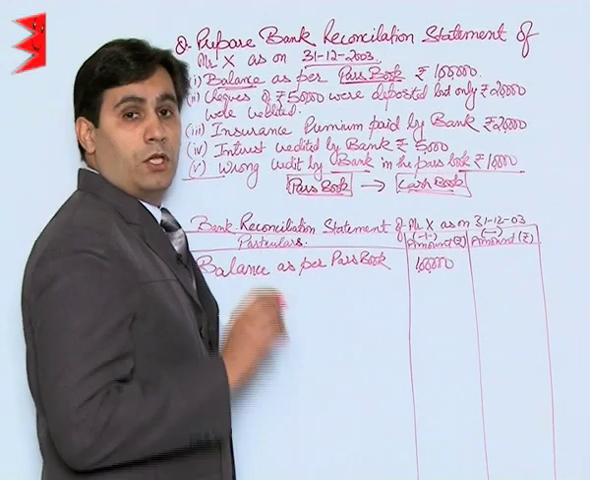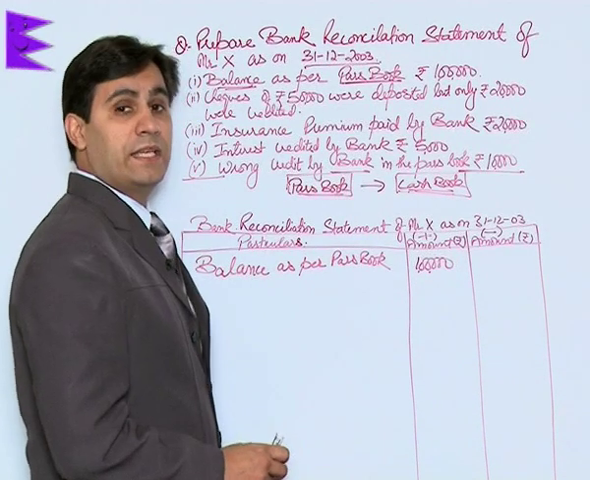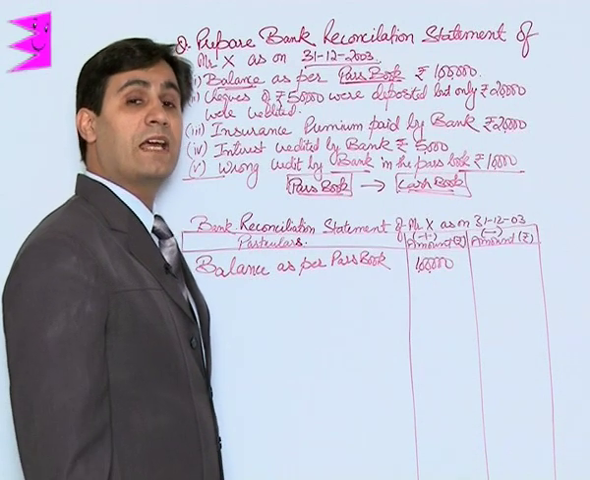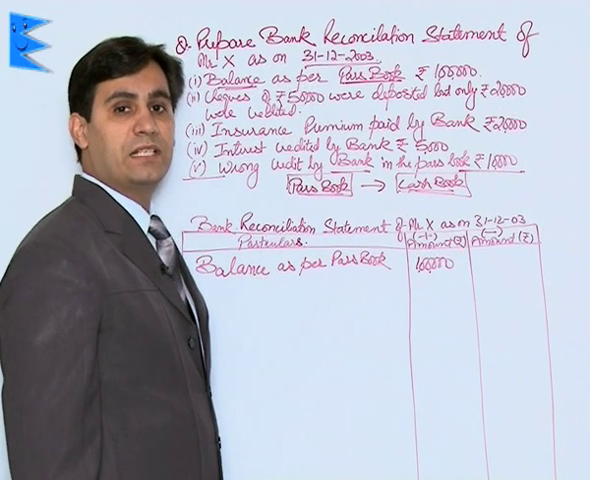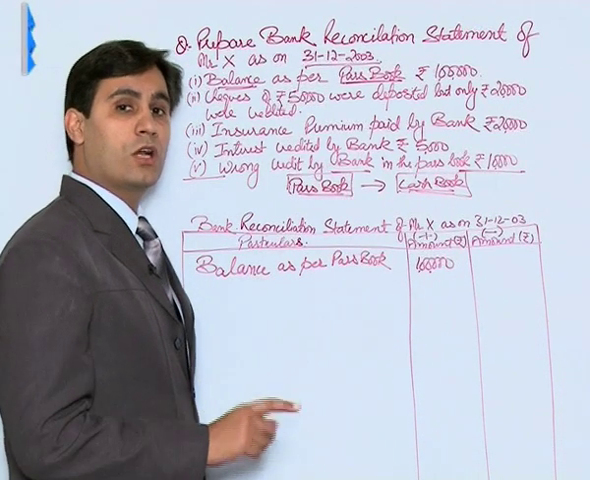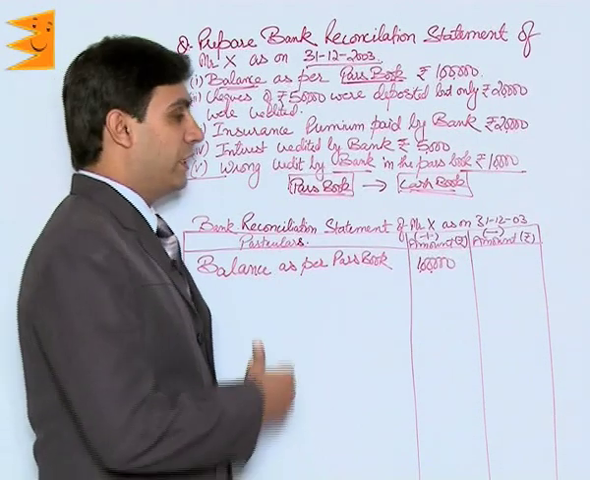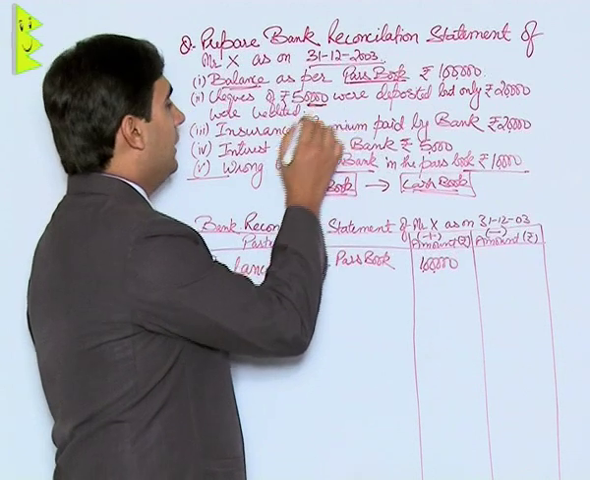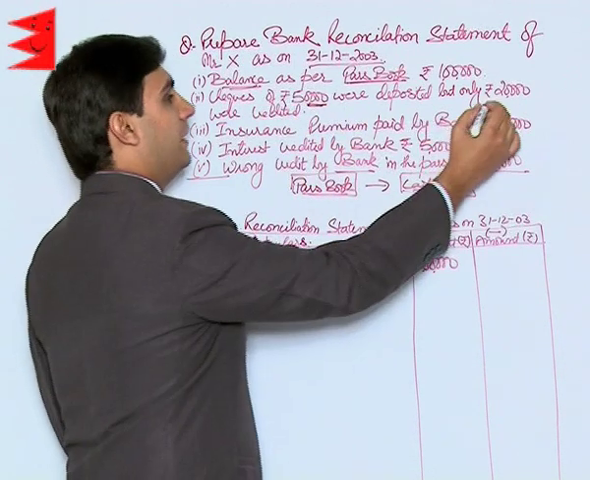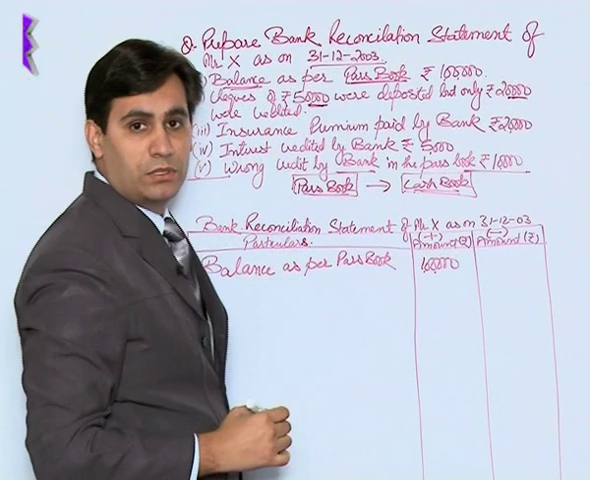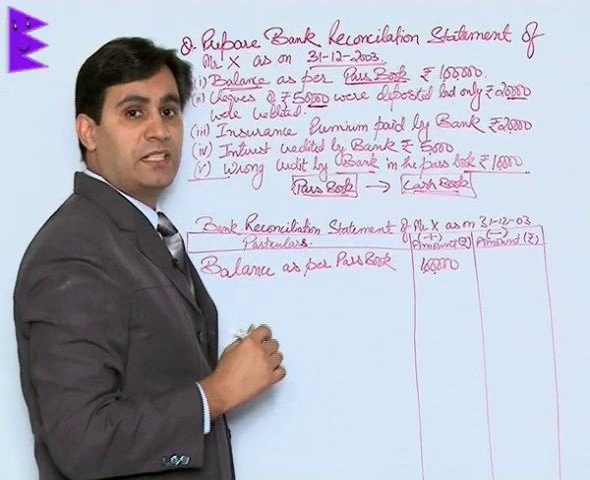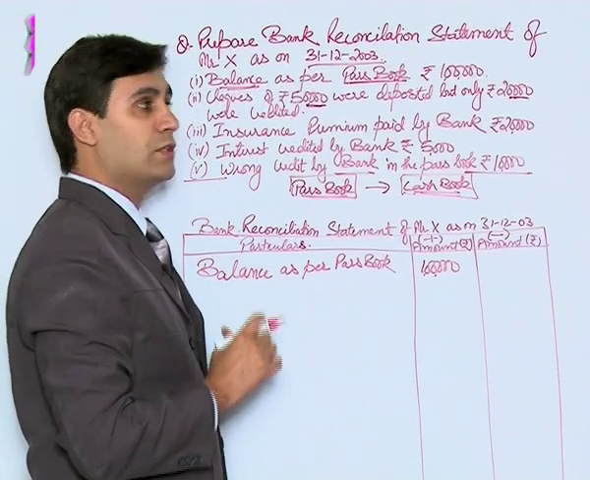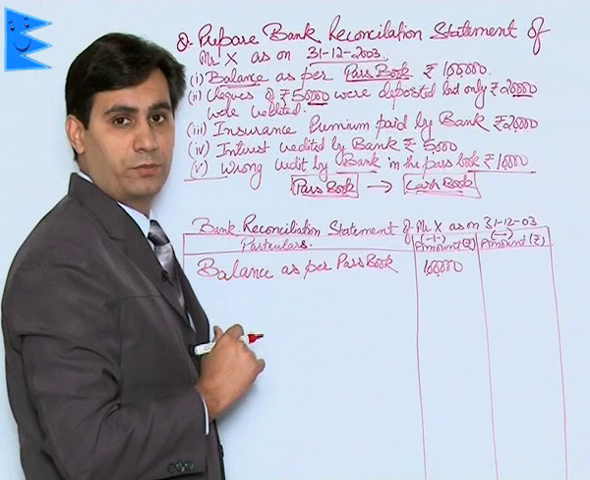Now here you must understand one thing: the difference between the cash book and the passbook is caused not by the entries that are recorded in both of them, but by the entries which are recorded in either the cash book or the passbook but not in the other book. Like in this case, 50,000 has been recorded in the cash book but only 20,000 were credited in the passbook. That means there is a difference of rupees 30,000. So the rectification has to be made only for 30,000 rupees.